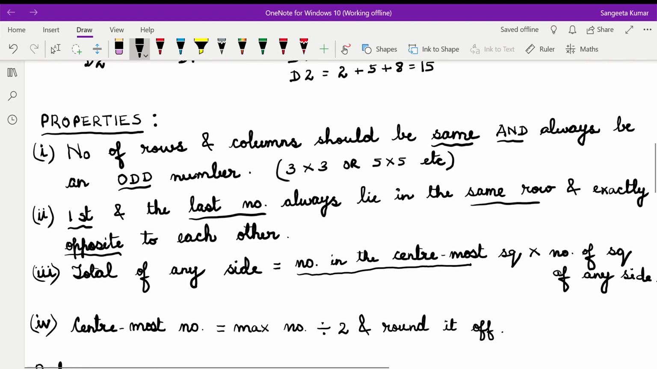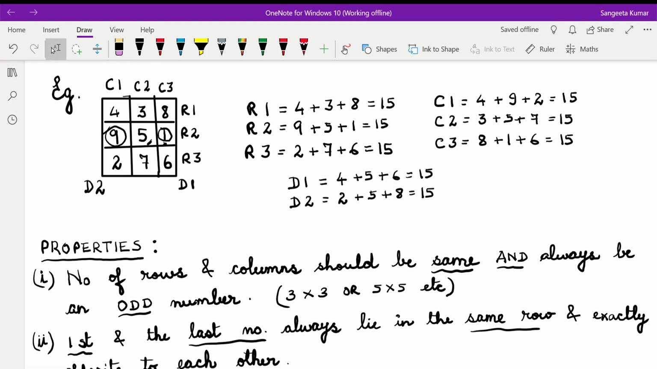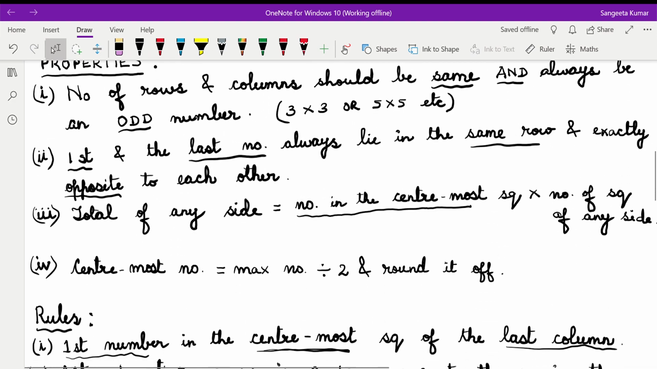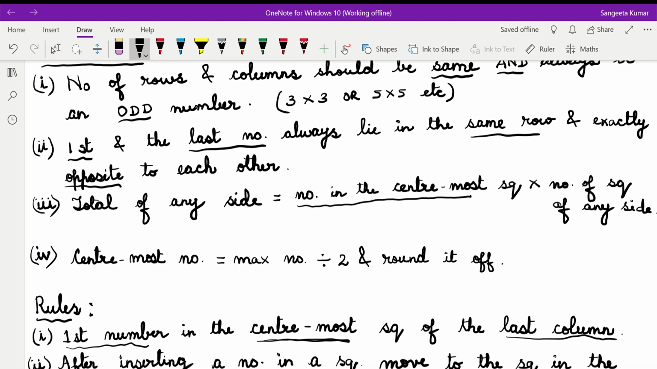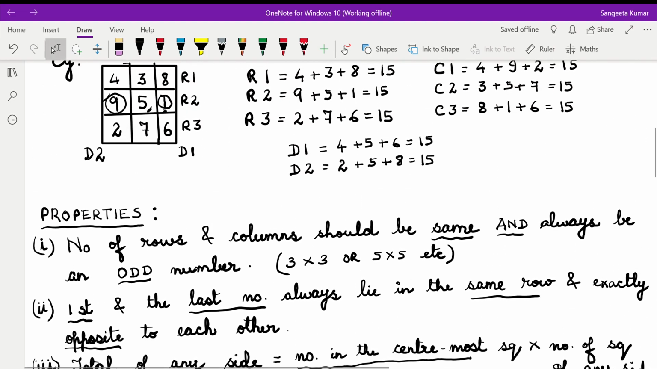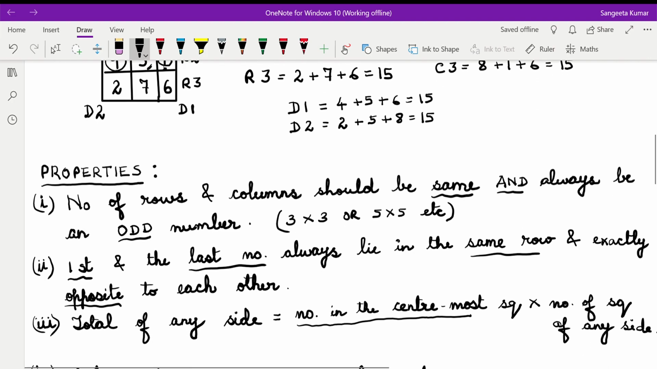And the fourth property is, how do we find the centermost number? Suppose you have to fill the numbers from 1 to 9. So 9 is the maximum number. The maximum number is divided by 2 and then rounded off. Here, the maximum number is 9 in this grid. When we divide it by 2, we get 4.5. So 4.5 is rounded off to 5 and 5 is the centermost number. I hope the properties are clear to all of you.